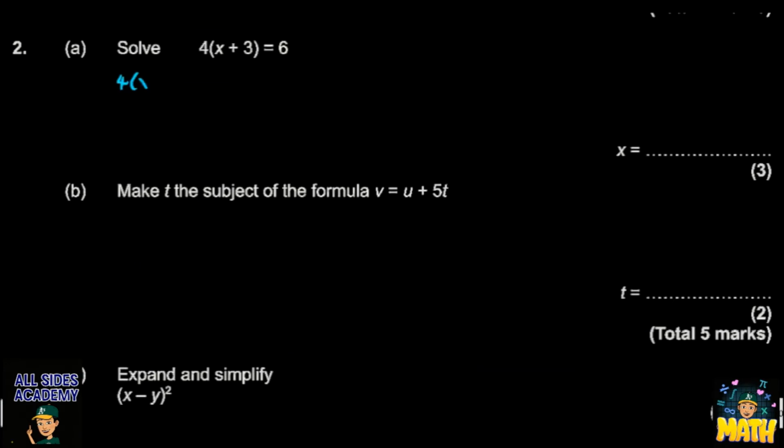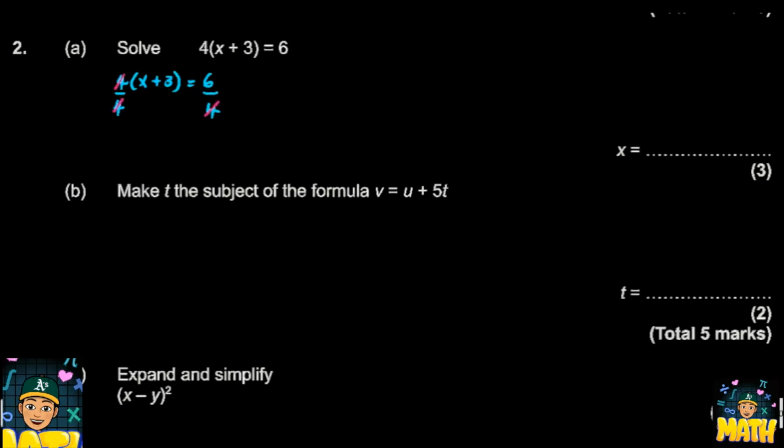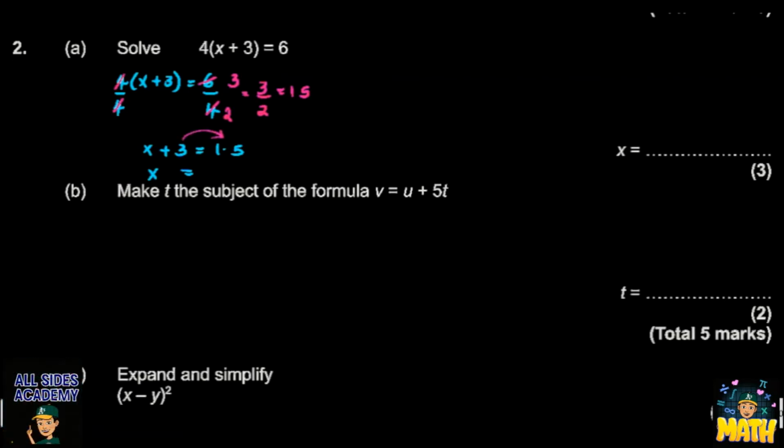This second question asks us to solve for the value of x. So divide by 4 without opening the brackets. So 6 divided by 4 is how many times? 1.5 times. 3 over 2 is 1.5 right there. So I'm going to write x plus 3 equals 1.5. I take the 3 to the other side so that it becomes minus. So 1.5 minus 3.